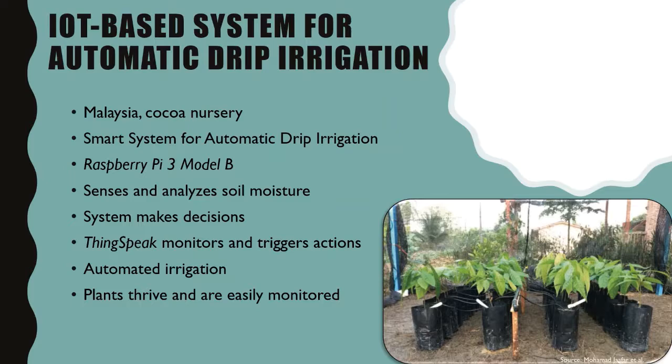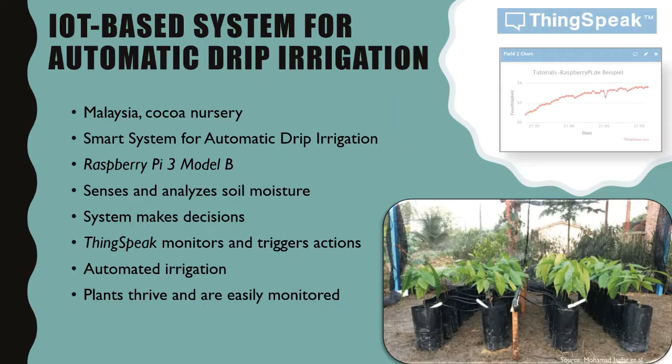Their developed system collects information on soil moisture, considers the measurements, and then determines the amount of water that is needed for the plants through the drip line. The information is monitored and actions are triggered through ThingSpeak, another open IoT platform. A user with a smartphone can interact with ThingSpeak to monitor their system.